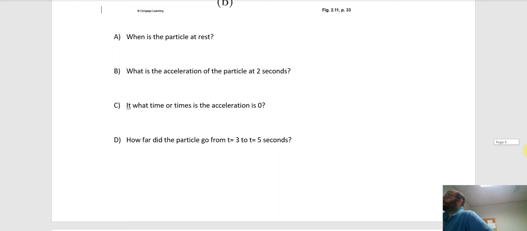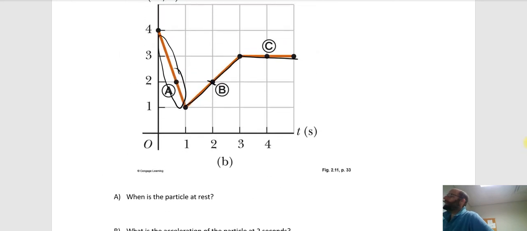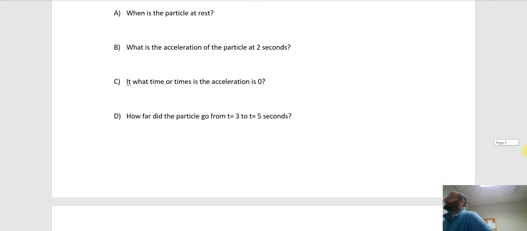Okay, part B, what is the acceleration at 2 seconds? So at 2 seconds, we're here on what they call B. And you have to just know how acceleration is calculated. It's equal to a change in velocity over a change in time. And again, remember from algebra class, change in y over change in x, this is a slope. And that's what this is, slope of velocity over time. So effectively what we're asking for here is the slope of this line. And I'll let you finish that.